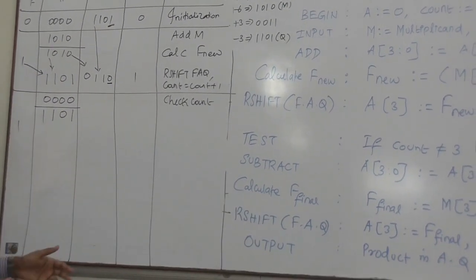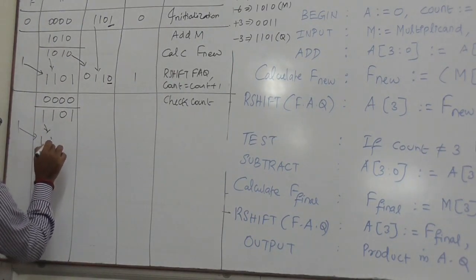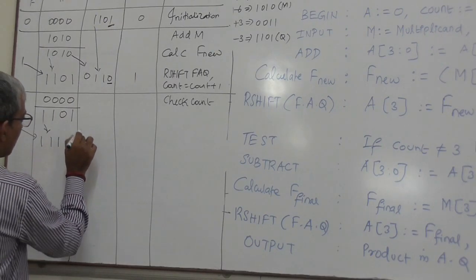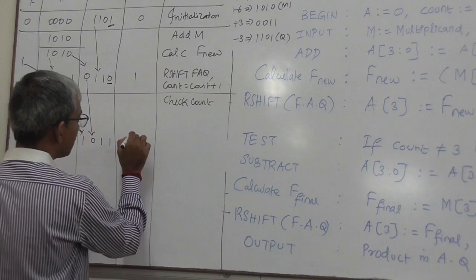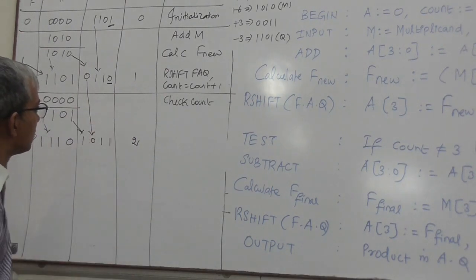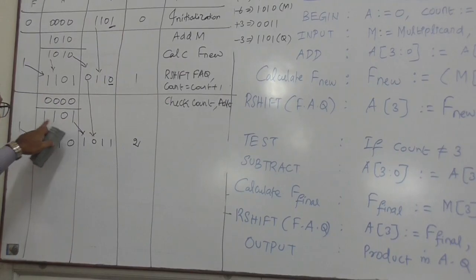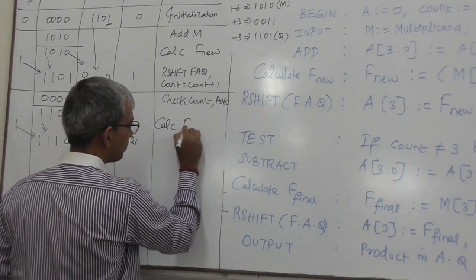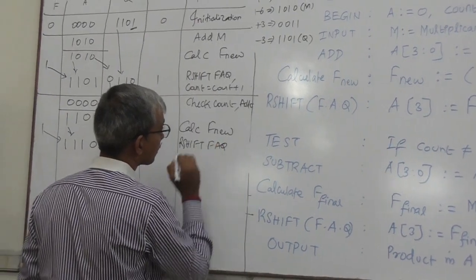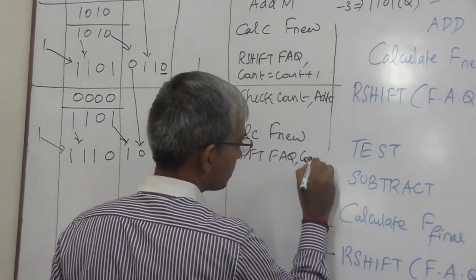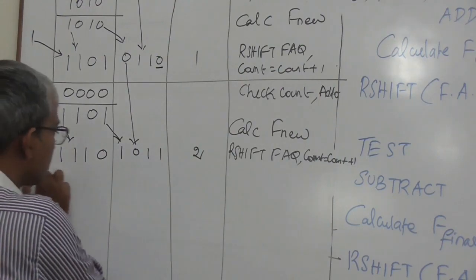Next I have to go for shifting of F A Q. So how to do the shift? This 1 will come here, 1, and then this 1 will come here, 1, 1, 0, and then this 1 will come here, 1, and then this 0 will come here, 0, 1, 1. And the count is incremented. It is 2. So what are the operations you have performed now? Check count and then add 0. After adding 0, we have to calculate the new value of F. Calculate F new. After that, we have to go for right shift. Right? Right shift F A Q, followed by count is equal to count plus 1. So with this, the second iteration is over.